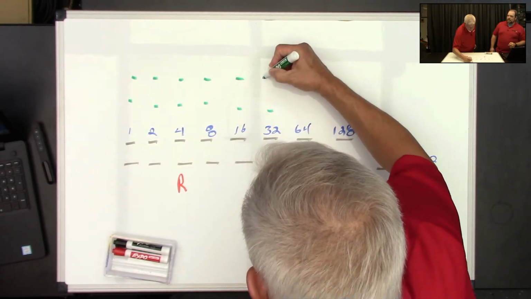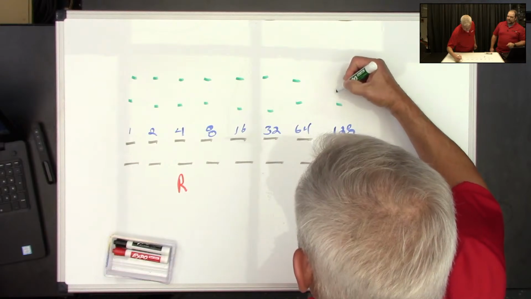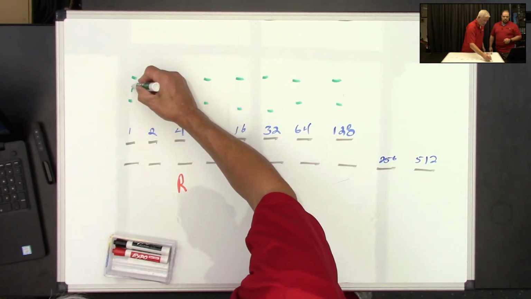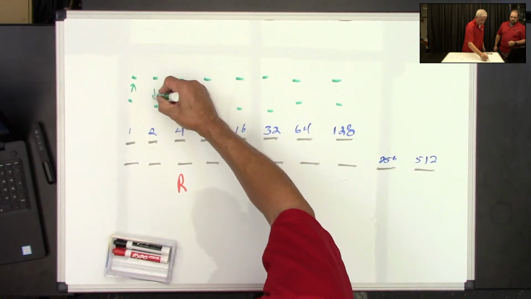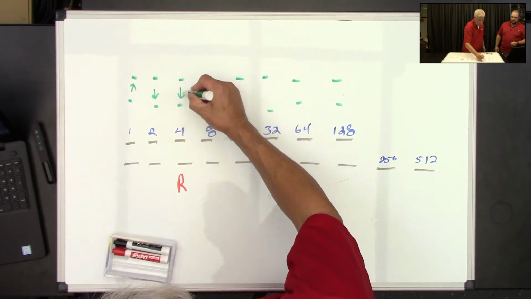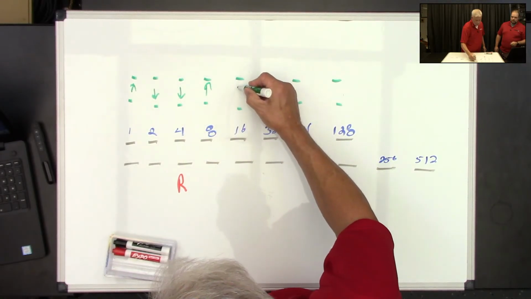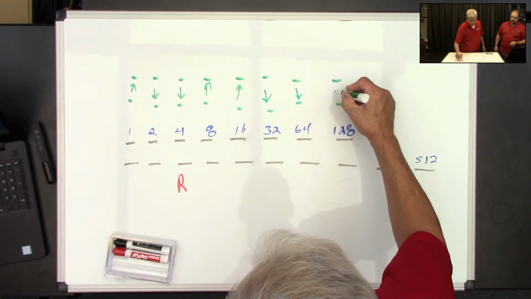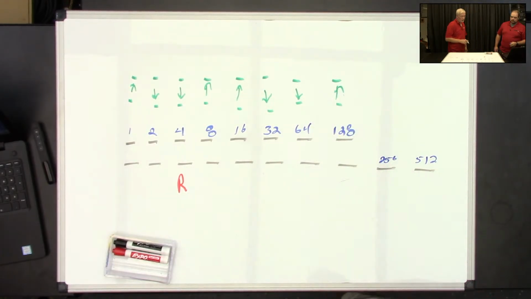Do you know how to count in binary? I know how to count in binary. I learned how to do it. I'm proud of you. So let's say this switch is up, this switch is down, this switch is down, this switch is up, down, down, and up. What is that numerical value?